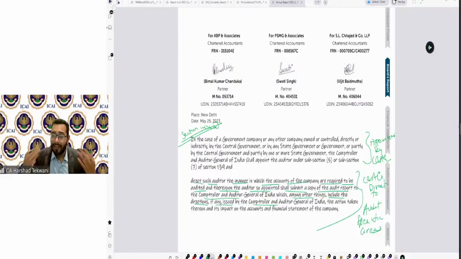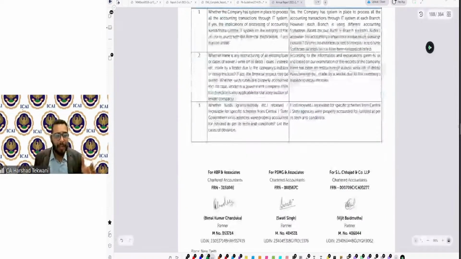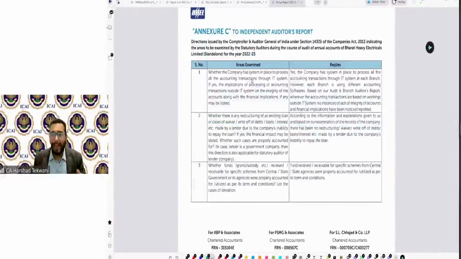An auditor has to audit those specific areas. Second part of section 143(5). Now, as a result, being a public sector undertaking, CAG has guided the auditor to report on certain matters. A statement to that particular effect is added in the annual report, or as a part of the audit report.